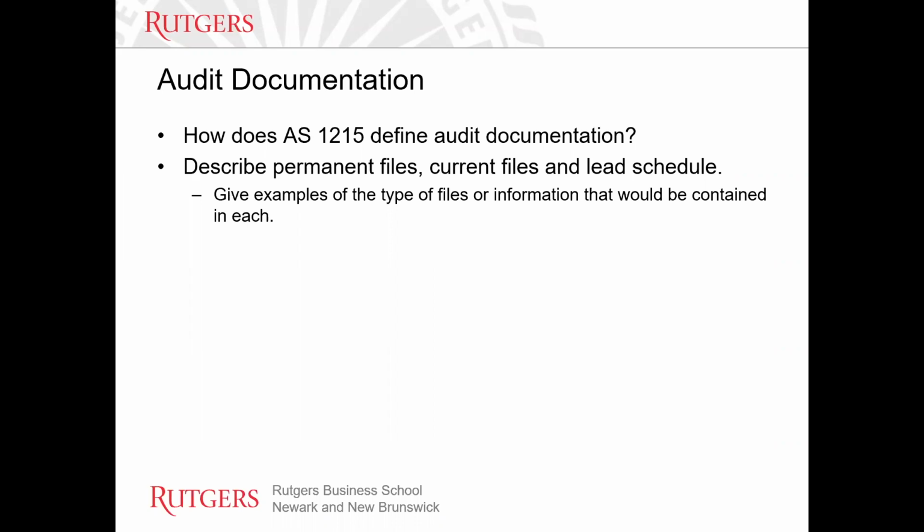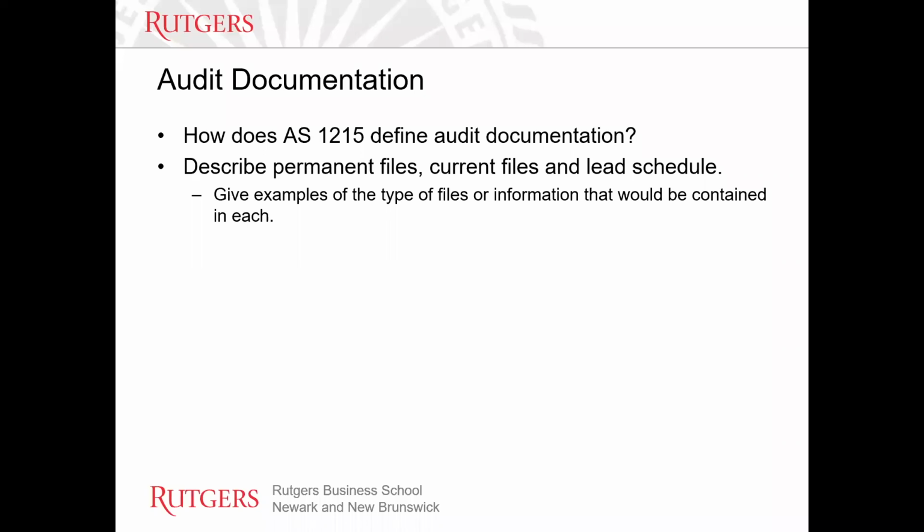So from previous audits, versus the current file, which is going to have things that are less than 1 year old. Where would this year's engagement letter go? It'd be in the current file for this audit year. Where would the previous audit year's engagement letter be? It'd be in the permanent file. Where would this year's continuance letter or acceptance letter go? Current file, right? So you kind of get it.